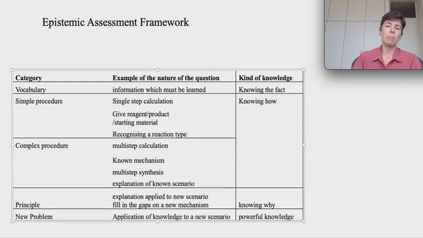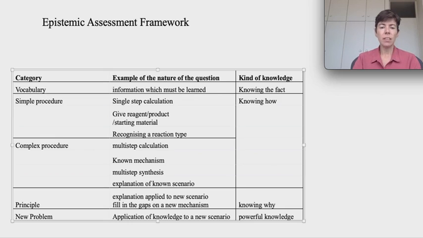I'd like to introduce you to the epistemic assessment framework. Essentially, this is a tool that will help you understand how knowledge works in chemistry and ultimately, therefore, do better in chemistry, to give you a greater understanding of what you might be missing in terms of your engagement with chemistry.